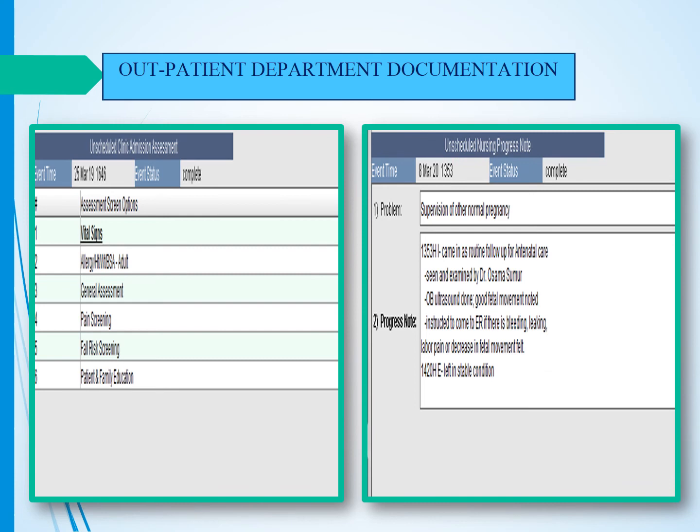For OPD patients, documentation shall be electronically entered in the hospital information system. See example. The OPD nurse shall initiate minimal assessment electronically utilizing the unscheduled clinic assessment and document her nurse's notes using unscheduled nursing progress note in SOAP format.